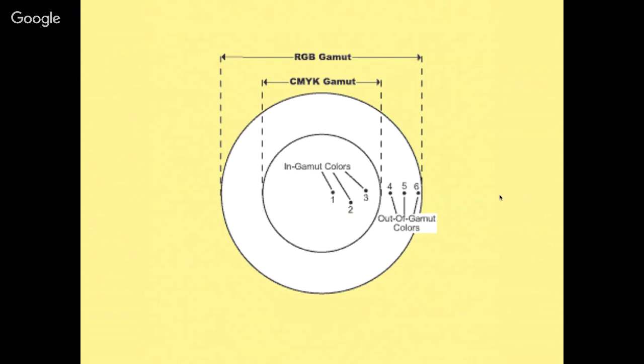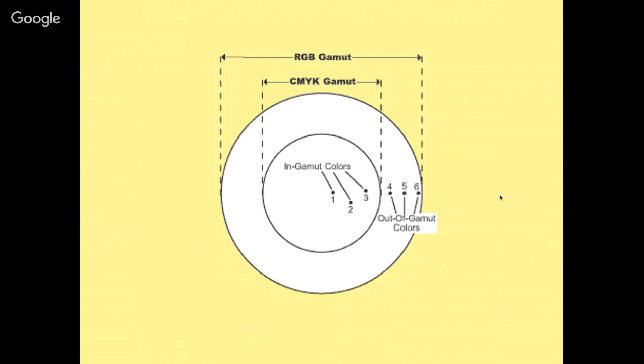In the first set of colors right here, 1, 2, 3 are actually common to both of these. If all of my image was made up of just these colors in here, there would be no issue at all. I would just be looking at the colors on my monitor, and my printer could print all of them. That would not be the issue. What's an issue for me is this. These are the out-of-gamut colors. These are colors that exist in this RGB space that are not inside this CMYK space. Somehow I need to deal with this stuff that's out here.